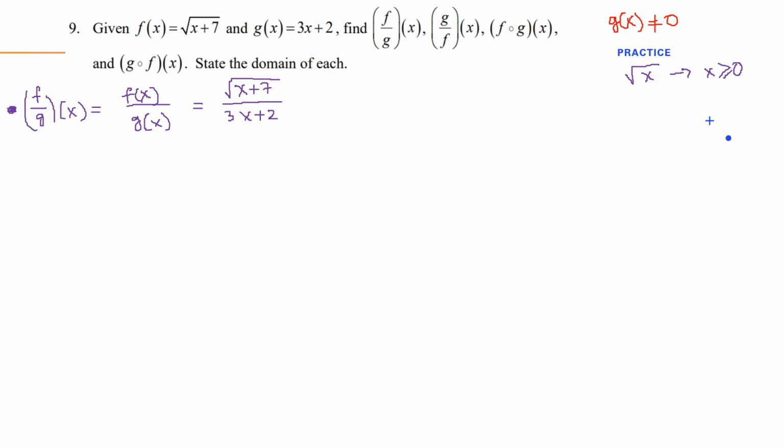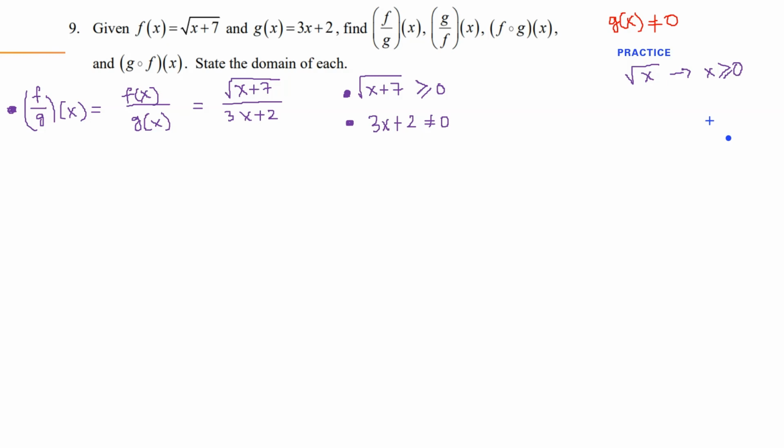So we need to set up x plus 7 under the square root. It has to be greater than or equal to 0, for the square root. And then for the denominator, g of x has to be different from 0. So 3x plus 2 has to be different from 0.